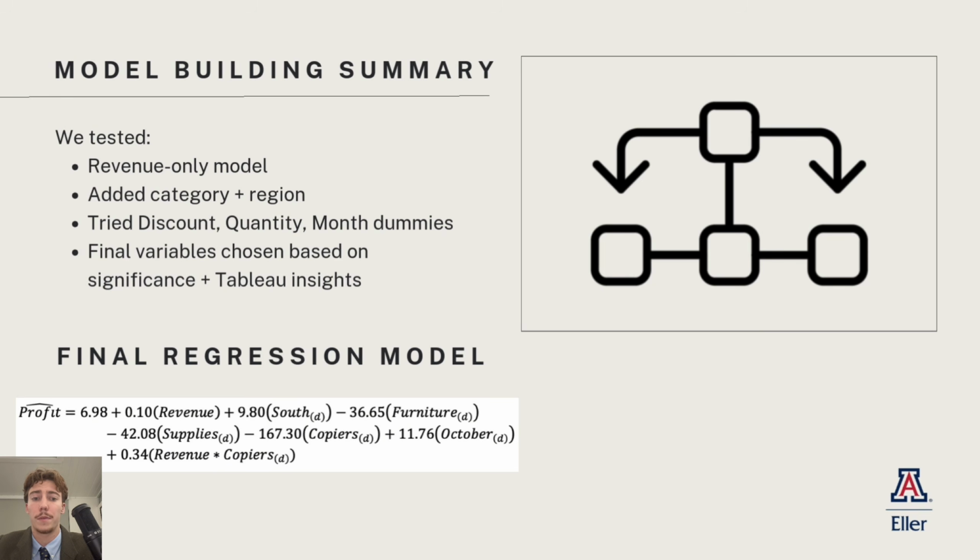Here's our final regression model. The main predictors are revenue, south, the region, furniture, supplies, copiers, October, the month, and an interaction between revenue and copiers, which captures that copier profit increases faster as revenue rises from copier orders.